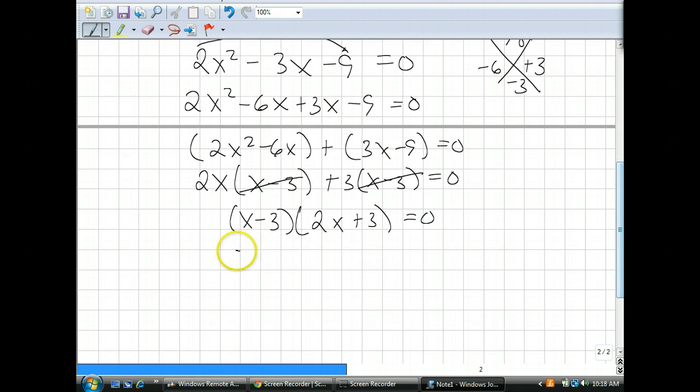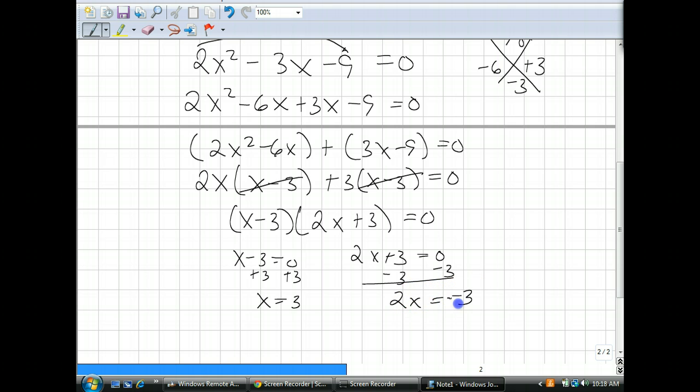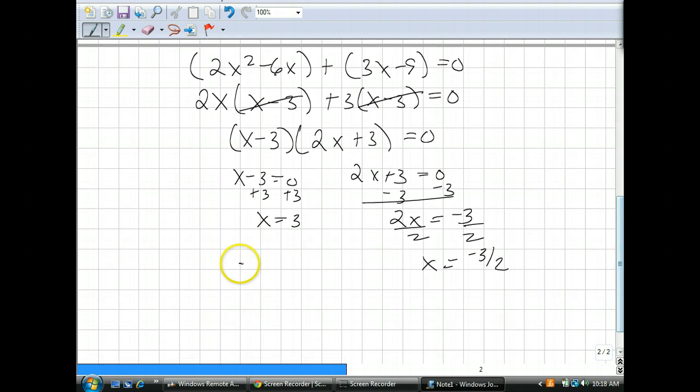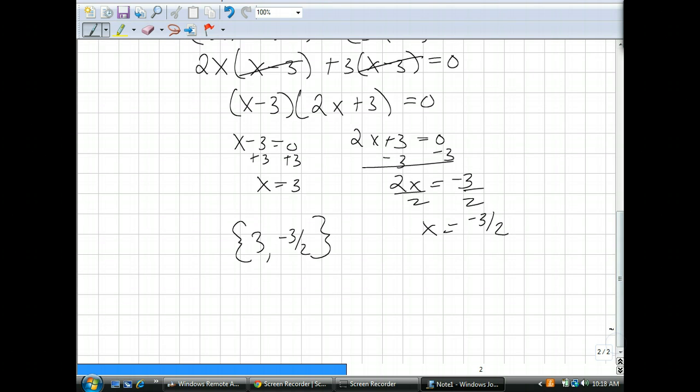Now we set each factor equal to 0 and solve for x. So add 3 to both sides. Subtract 3 from both sides. And divide by 2. So the two values of x that will make the equation true are 3 and negative 3/2. Right? So let's look at a second example.